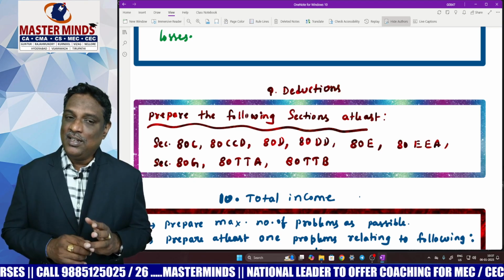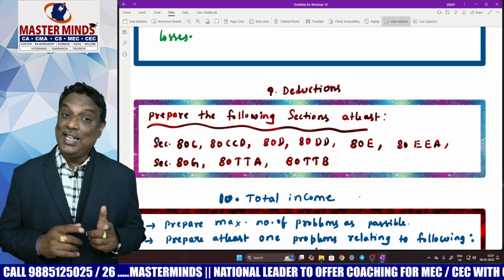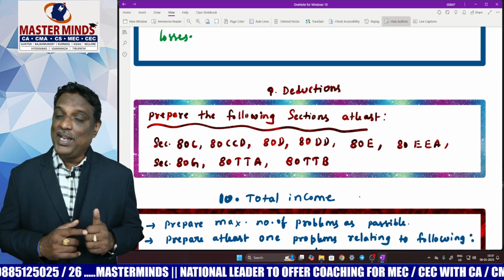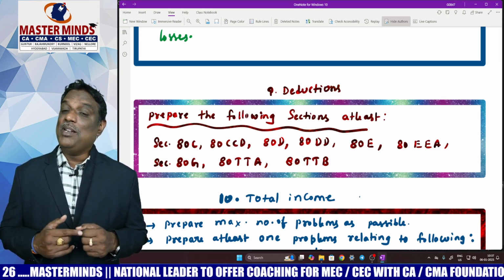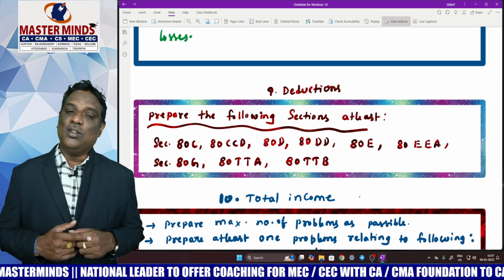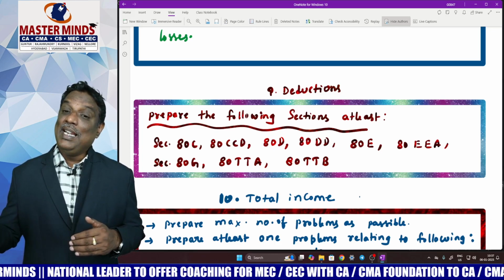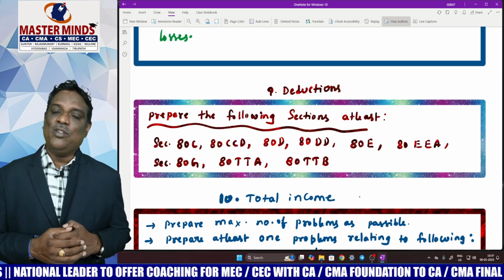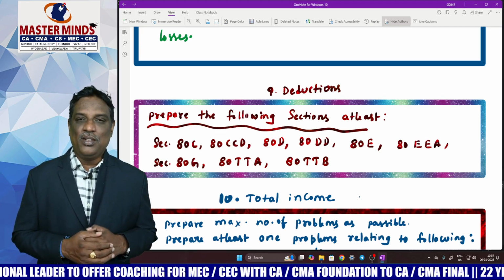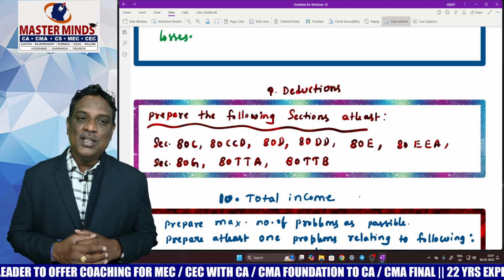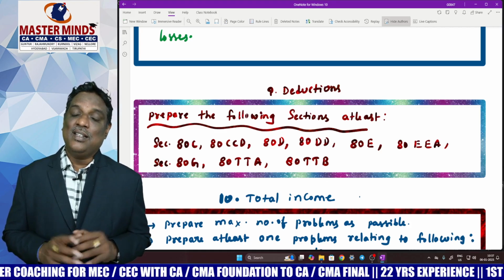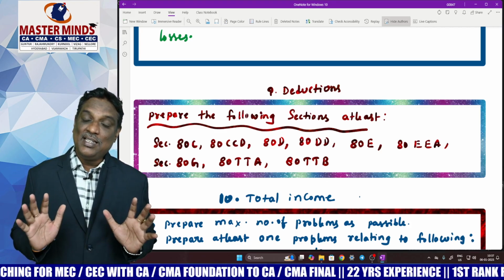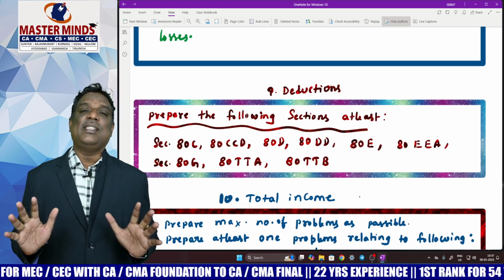Okay, 80C, 80CCD, important. 80D, medical insurance premium. 80D, maintenance of dependent person. 80E, interest on education loan. 80EEA, interest on housing loan. You can add 80EEB also, interest on loan for purchase of electric vehicle. That's also an important section. 80G, donations. 80TTA, 80TTB, interest related deductions. These sections are very important in chapter 6 deductions.